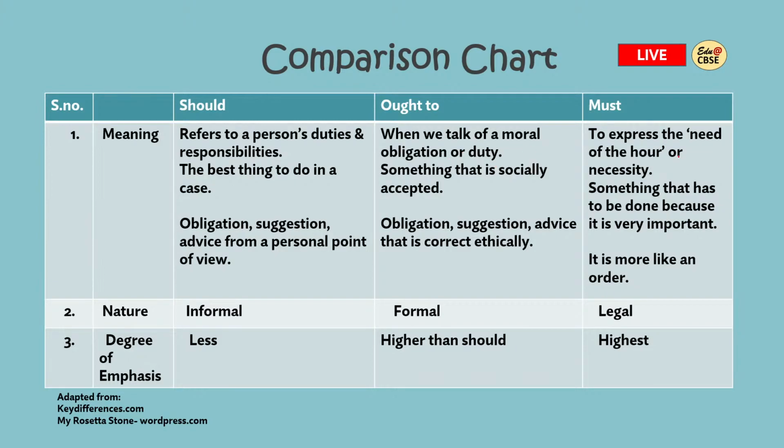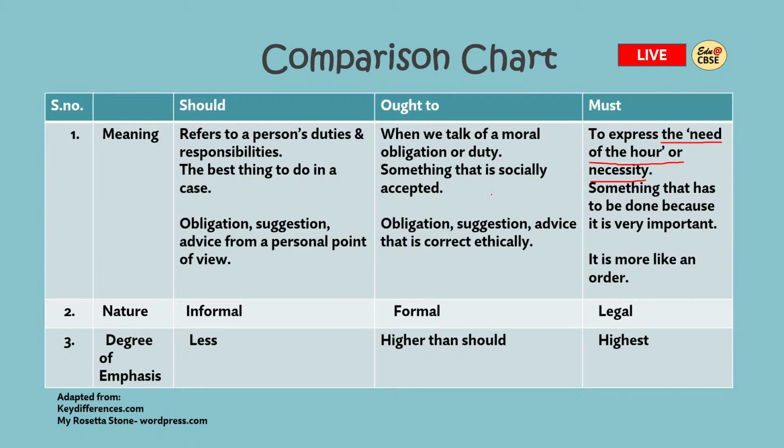Then must. Must is used to express the need of the hour. Now this is very important. Need of the hour or necessity. इसका क्या मतलब है कि जो उस हालात में बहुत ज़रूरी है वहाँ पे हमने must लगाना है. So now how we are going to do this? I'll give you a few examples. With the help of examples, you will be able to understand कि should कहाँ लगाना है, ought to कहाँ लगाना है और must कहाँ लगाना है.